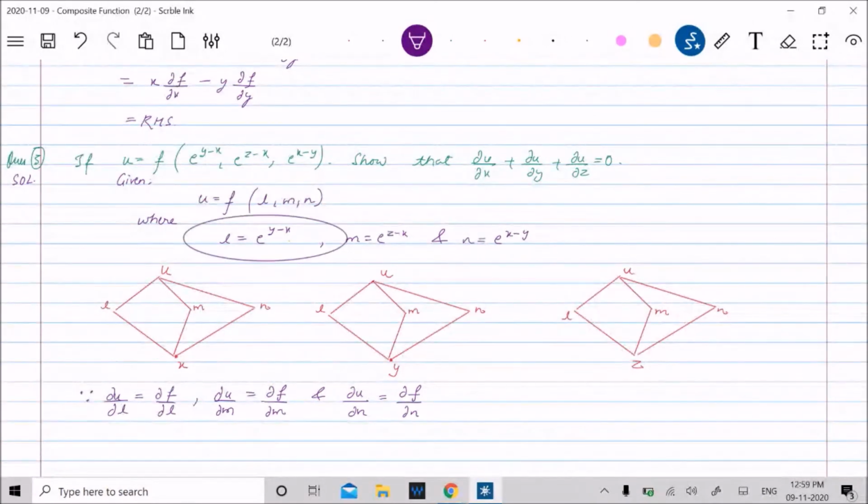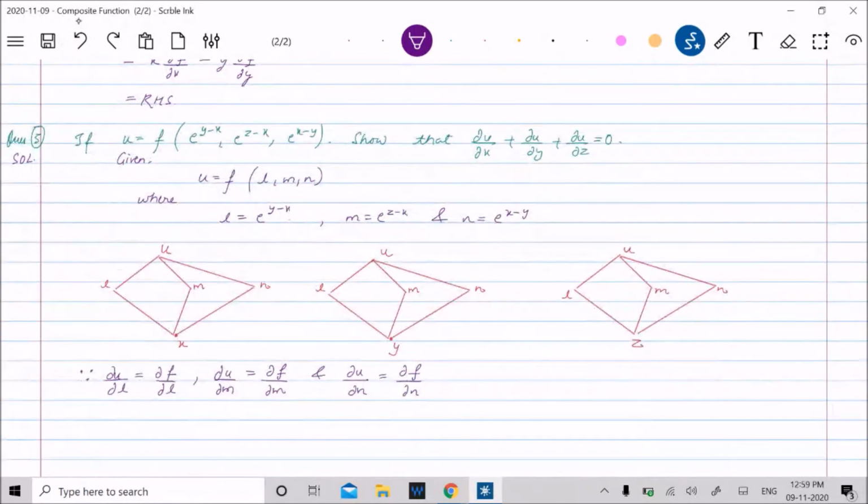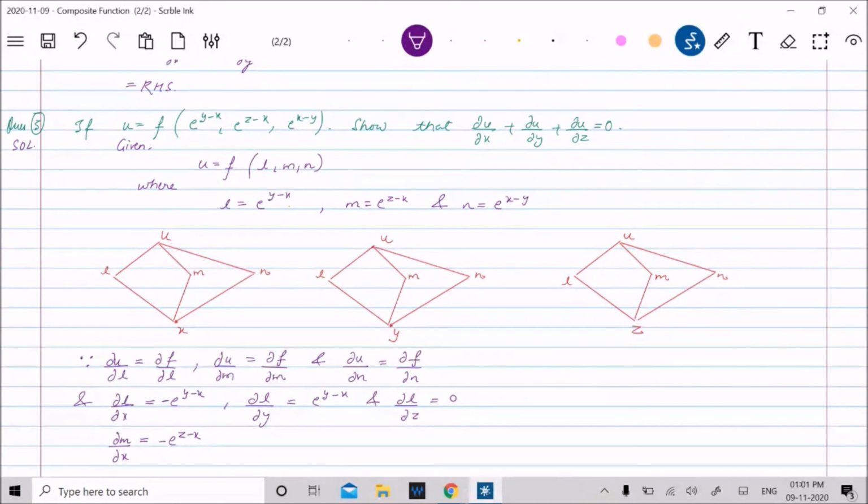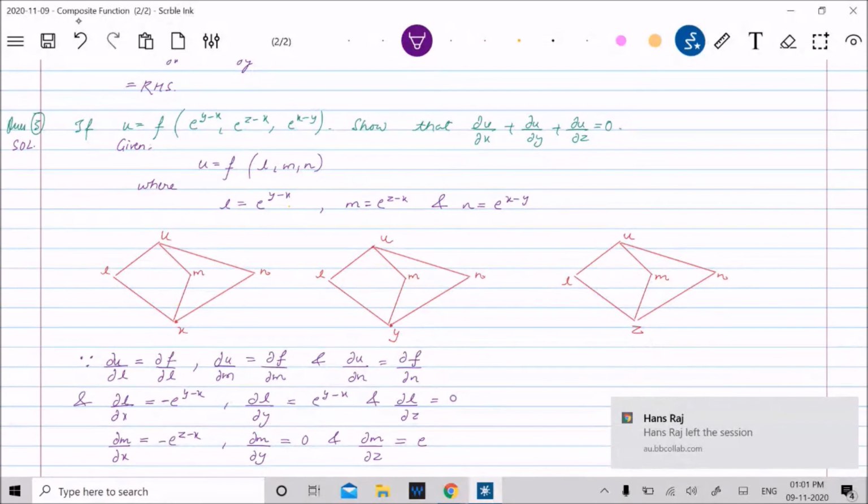Okay. Now differentiate this, del L by del X. You are differentiating this with respect to X. What will be the answer? E to the power y minus X multiplied with minus 1. Del L by del Y, differentiation of this with respect to Y, that will be e to the power y minus X. And del L by del Z, since you can see that there is no Z here actually, that differentiation will be 0. E to the power Z minus X, multiplied with minus 1 also. Okay. Del M by del Y, 0. Del M by del Z, e to the power Z minus X.